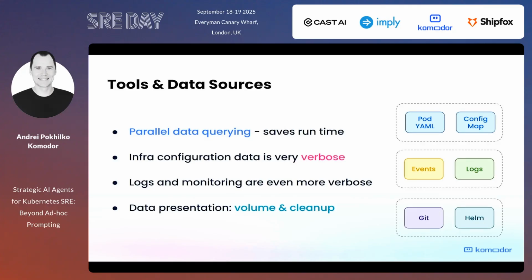Tools and data sources. The best thing you can do is parallel data querying. It saves a lot of time because modern agents need a lot of data to do their decision making, and parallel data querying is the great saver. It can halve the time you spend in loops, and most of the time the LLM can say all of the information that it needs ahead of the loops. It would save you a lot of time.